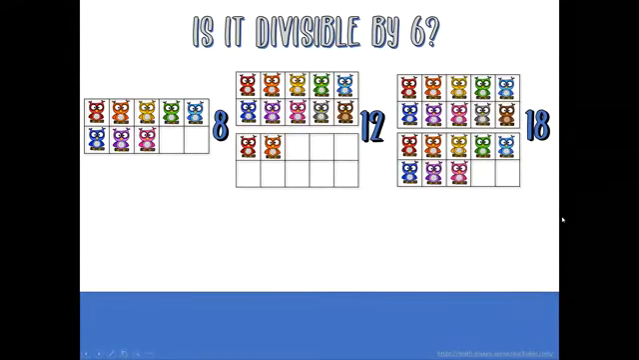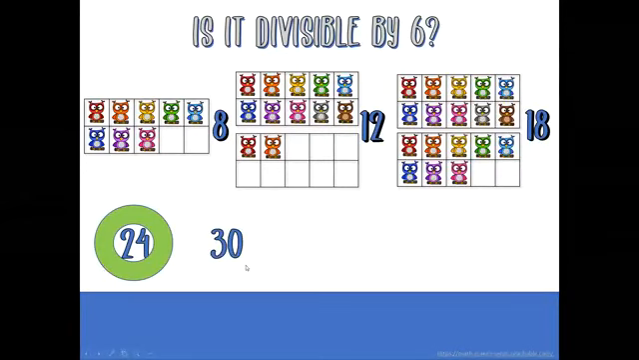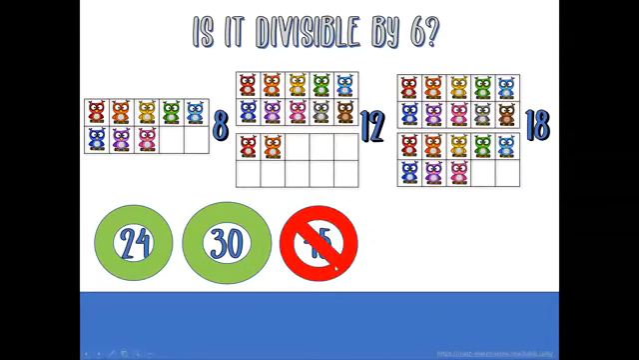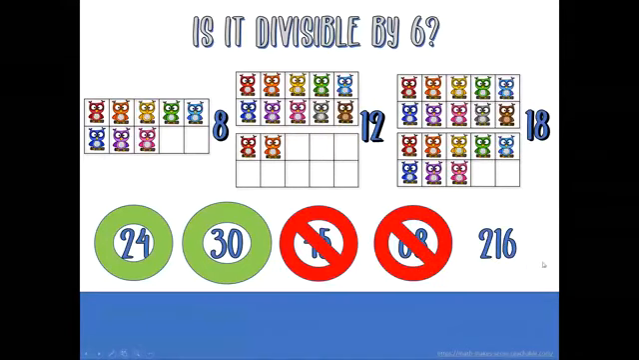So those are good. Let's look at more numbers. 24, we know that if you divide 24 by 6, you get 4, so that's a good one. 30 divided by 6 is 5, so that's a good one. 45 is not divisible by 6. 68 is not divisible by 6. And then 216 is our question.